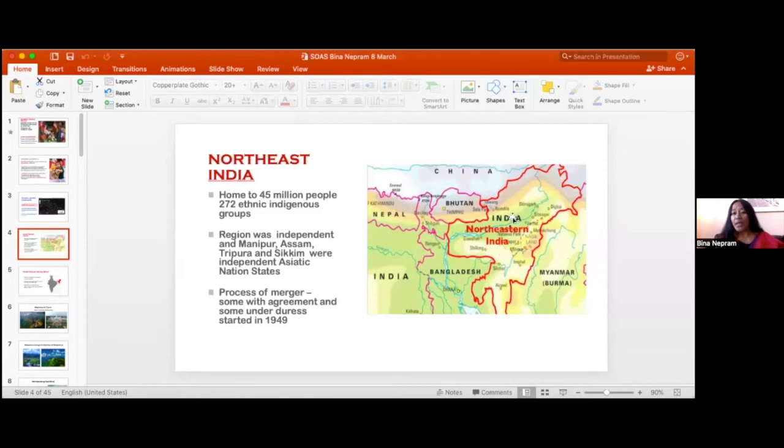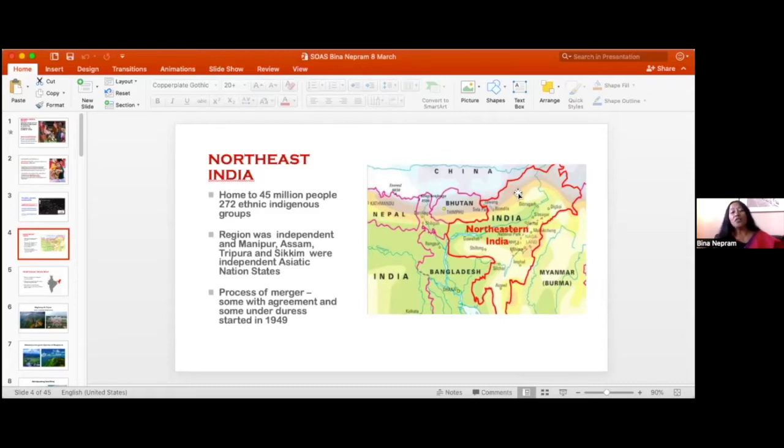Now, why is this area under conflict? It is under conflict because many of these regions were never a part of India. Like Manipur, where I was born, we were never Indians. In 1949, the government of India put our king under house arrest and forced him to sign the merger agreement, which constitutional experts say is null and void.